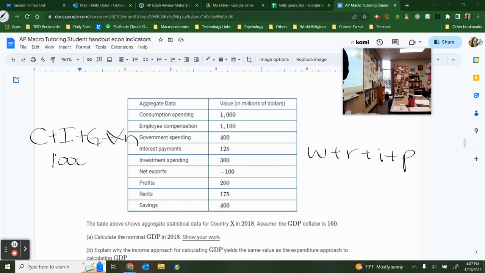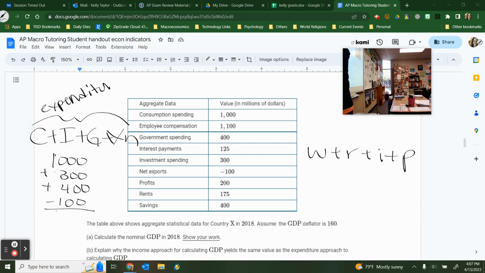Because consumer spending is going to be, let me write here. Consumer spending is 1,000. Investment spending is 300. Government spending is 400. XN is already done for you. Sometimes they split it up in exports and imports, and you got to do a little subtraction. But net exports is already negative 100, which means this GDP equation using the expenditure approach is 1,600.